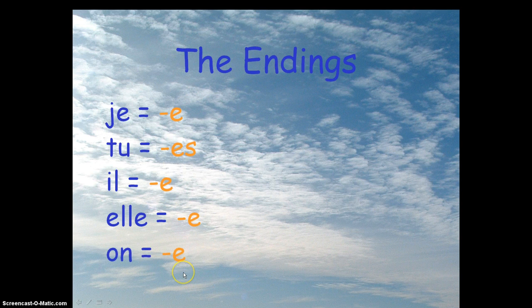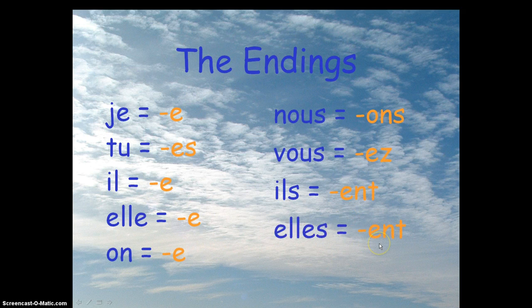And then for nous, it is ONS. For vous it is EZ. For ils, plural, it is going to be ENT. For elles, plural, it is ENT. So the endings you need to know are those: E, ES, ONS, EZ, ENT. That's what we need to know in this lesson.